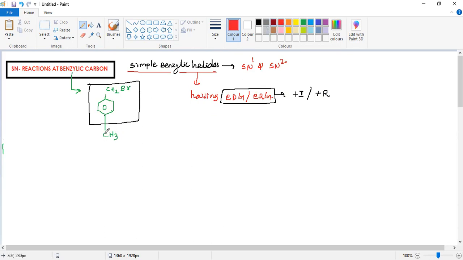So this one is nothing but an electron donating group attached. Okay, so if the benzylic compound has an electron donating group, otherwise called a plus I or plus R group, then it favors, very important point, SN1 reactions.